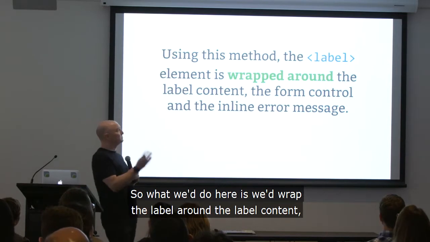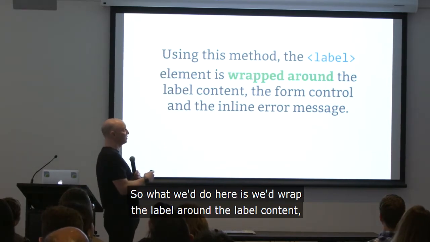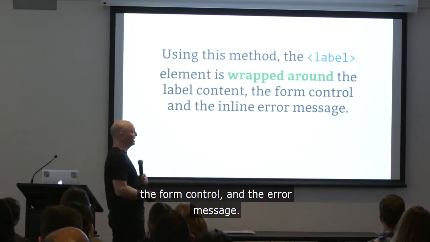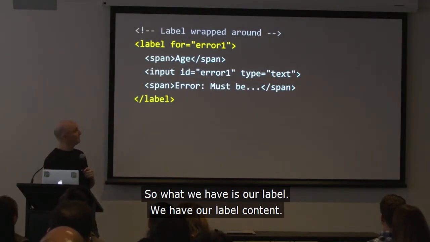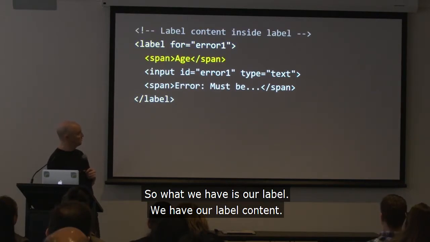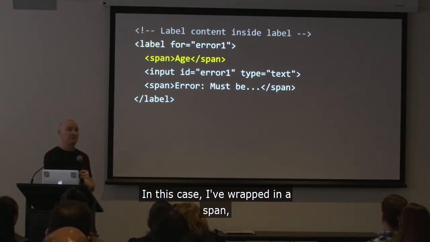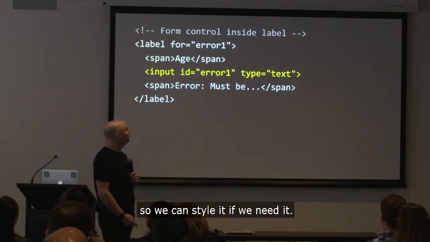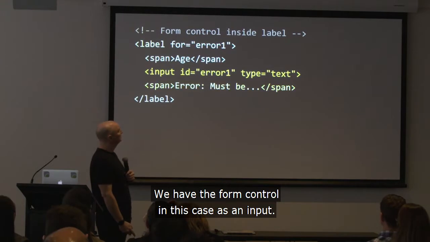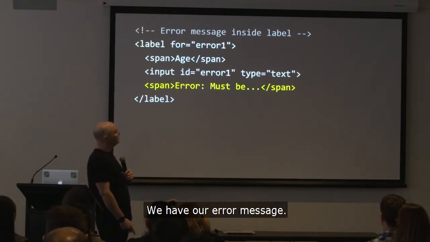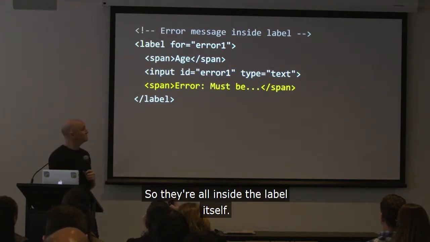So what we do here is we wrap the label around the label content, the form control, and the error message. So what we have is our label. We have our label content. In this case, I've wrapped it in a span so we could style it if we needed. We have the form control. In this case, it's an input. We have our error message. So they're all inside the label itself.